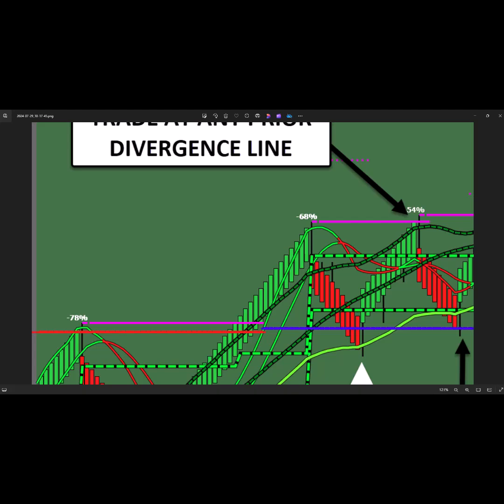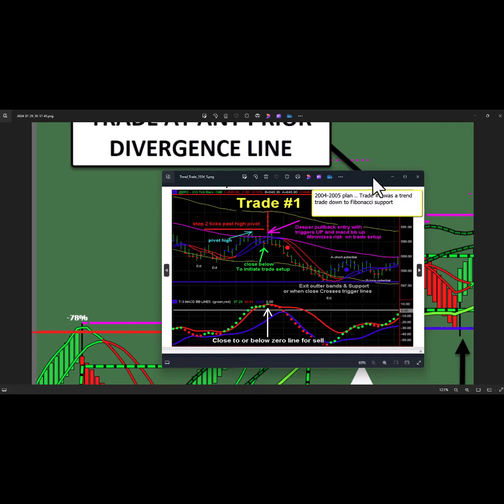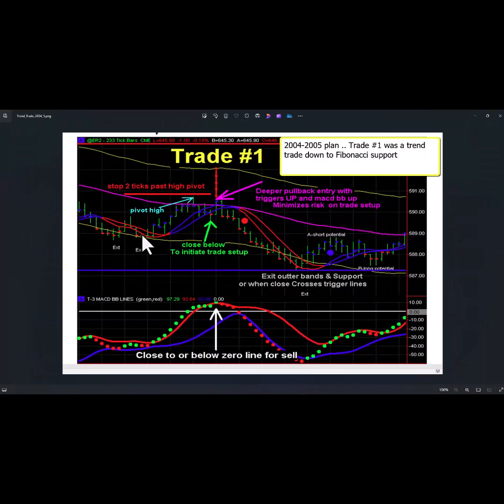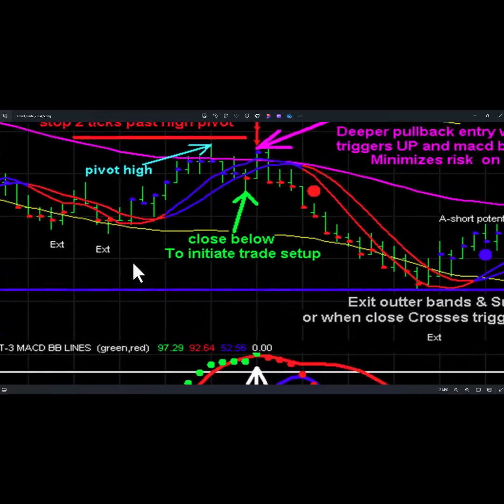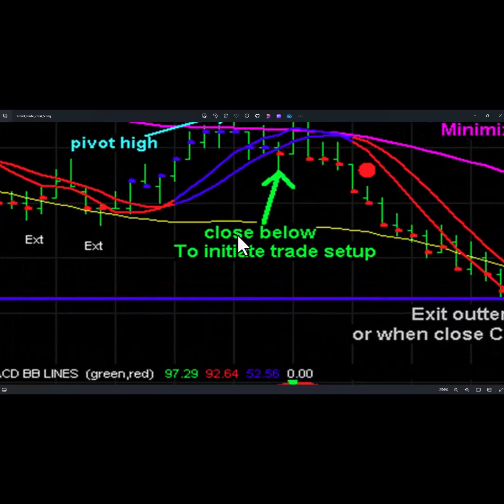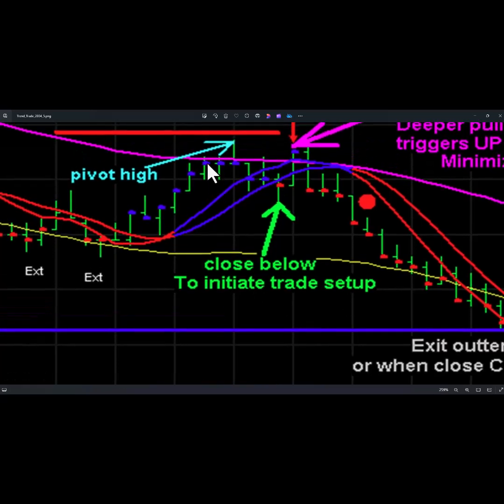Can I give you guys one more old picture? So this is from 2004. I want you to see something. Now, this may look ugly to you because it's so old, but in 2004, trend trade from the mid-band was our trade. Gee, sound familiar? Look at what the prerequisite was to even think about going long or short, to initiate a trade setup. It wasn't sell the mid-band and hope. It was wait for a close below the triggers.